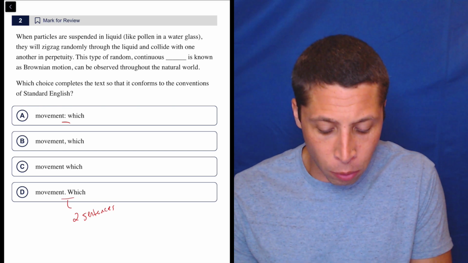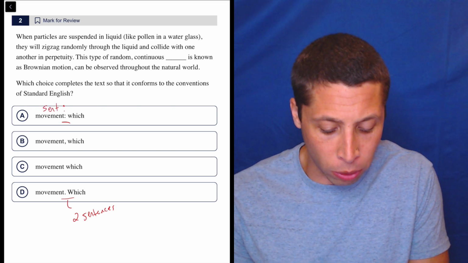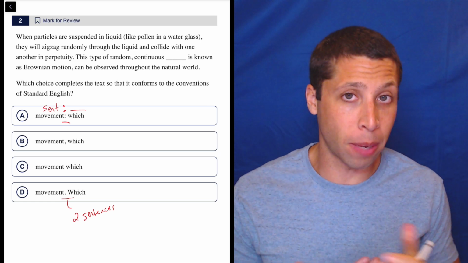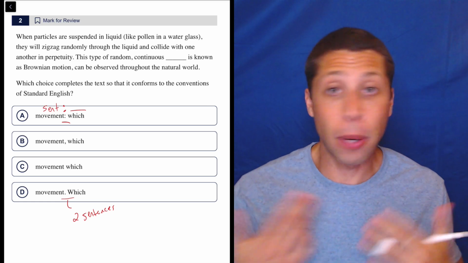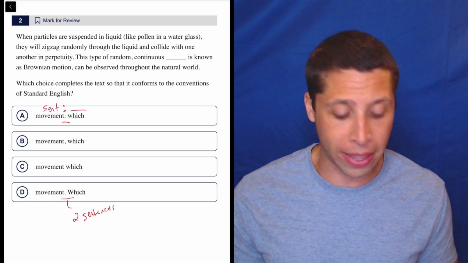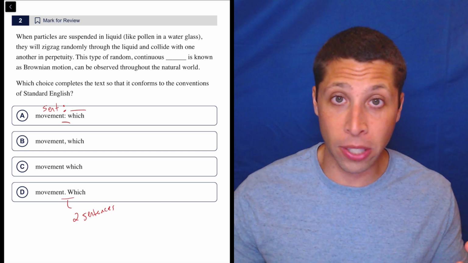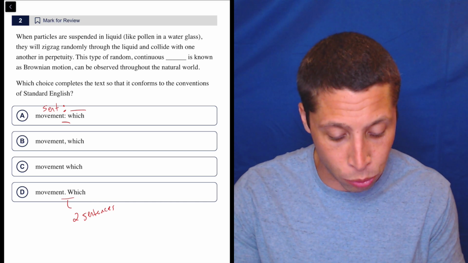A colon requires a sentence before the colon. We have some flexibility with what comes after. It could be a sentence, but it could also be an extra clause. So we're not going to worry about that. But let's start with the period. Let's just look for sentences. That's a very easy thing to test for.